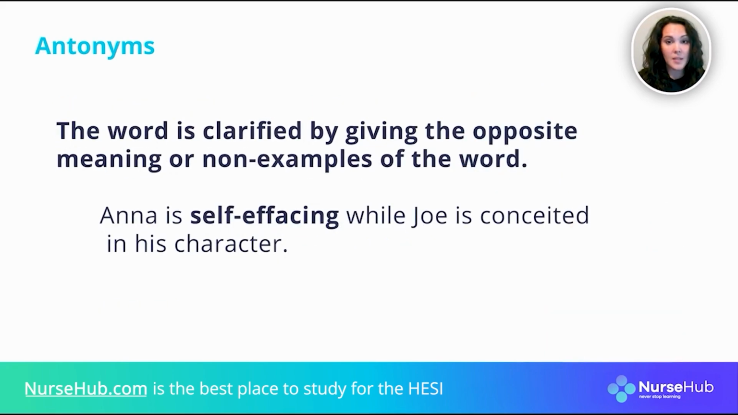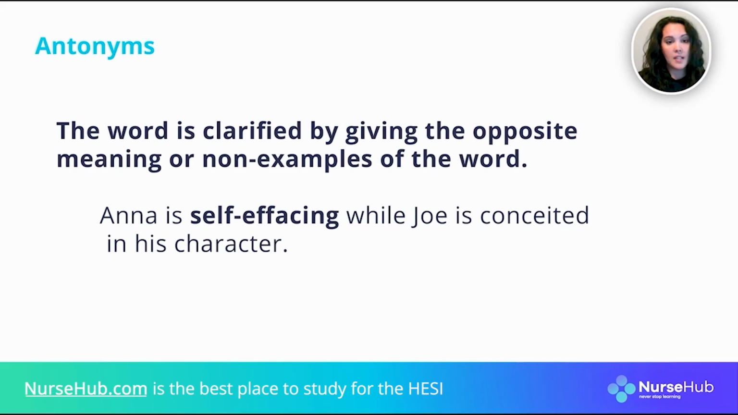All right, opposite of synonyms, now we're going to look at antonyms. These are words that are clarified by giving the opposite meaning or a non-example of the word in question. Okay, so Anna is self-effacing, while Joe is conceited in his character. So the tone of the sentence is two-sided because it seems like these two people are different. That word while shows us that these two people are different.